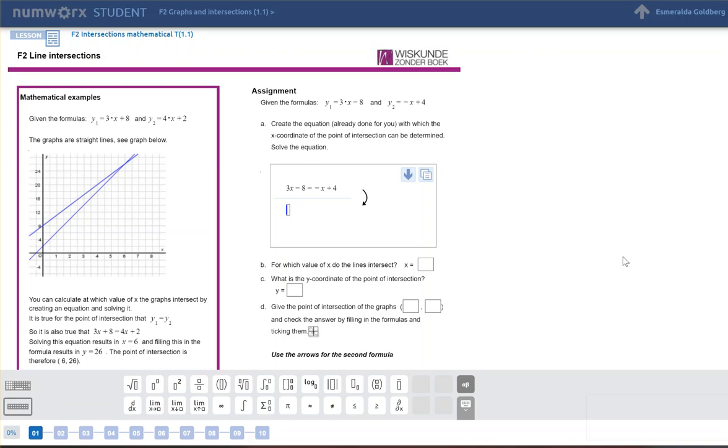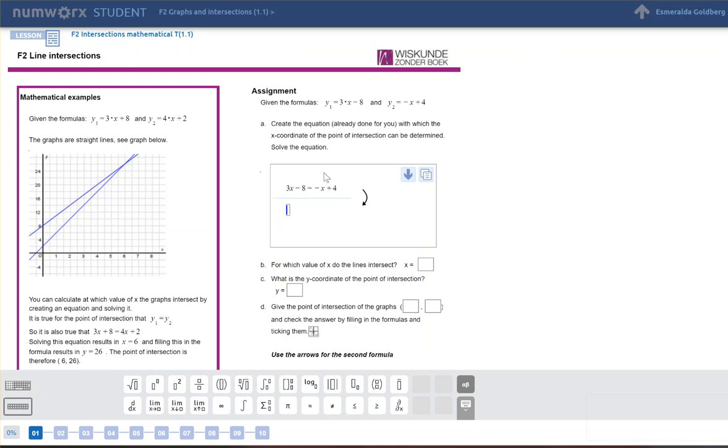Now, let's look at exercise 1, where we have to do this ourselves. We are given these two formulas, and we need to find the point of intersection for these two lines. The first step is to make an equation of these two formulas. That's already been done for us here, but in the next exercises we have to do that ourselves. Now we have to solve this equation using the balance method, like we learned in Module V3.